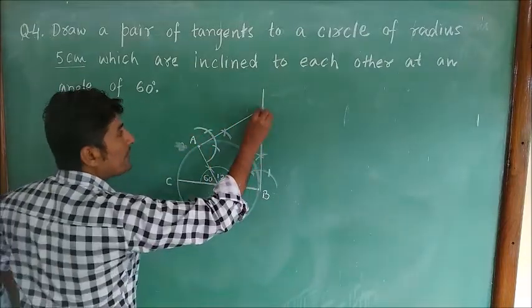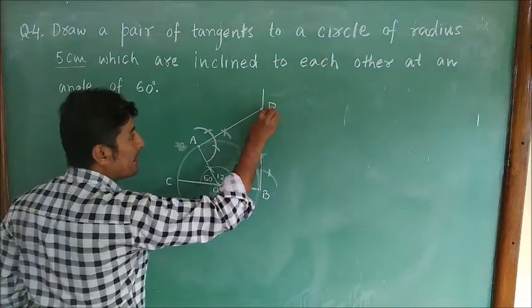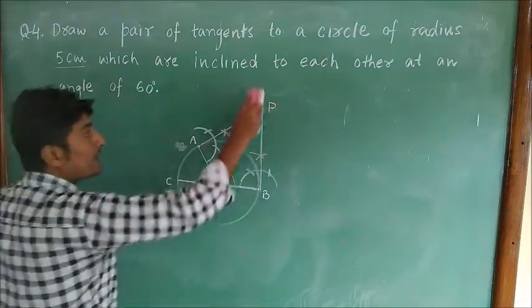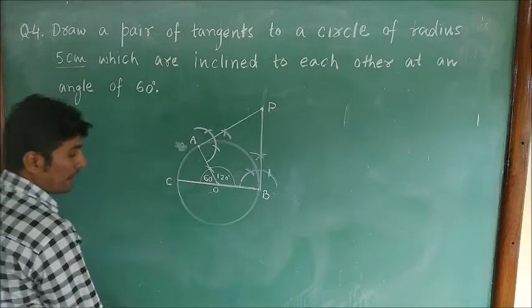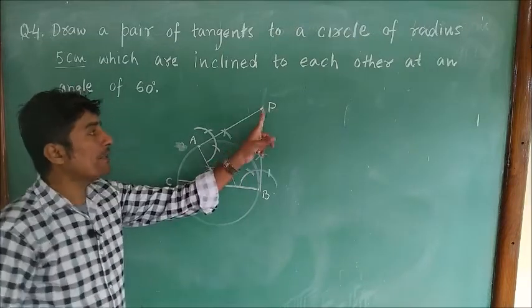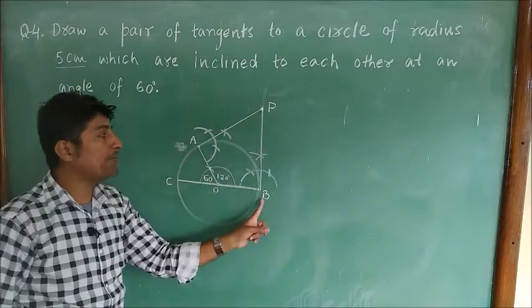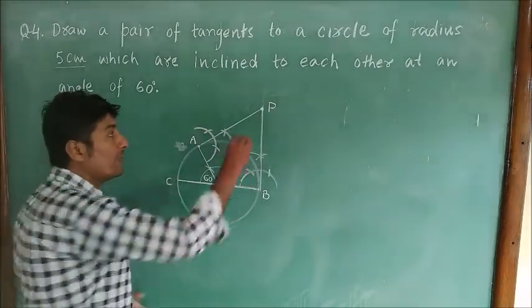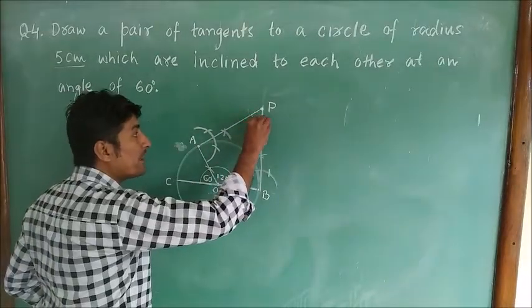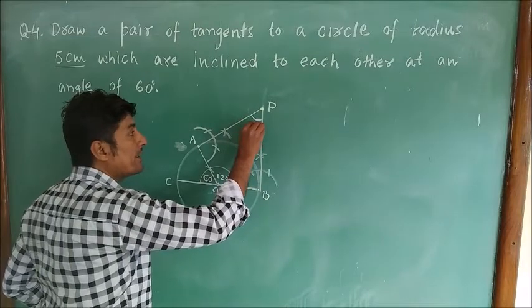Now the intersection of these 2 lines I have taken as point P. Unnecessary lines we can remove from here. So this is the external point P. From this point P we are having 2 tangents, PA and PB. These 2 are the tangents which are inclined to each other at the angle of 60 degrees.